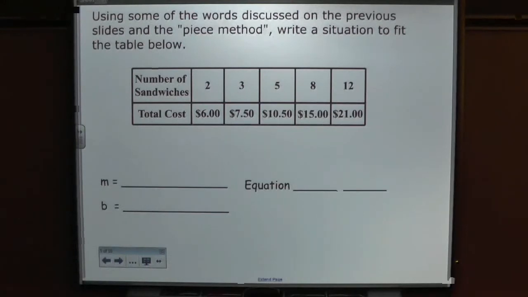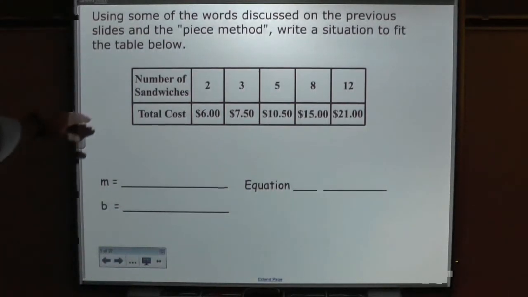So, using some of the words discussed in the previous slides, we're going to do what we call the piece method. We're basically putting this together. We're going to find the different pieces and then put this together. Write a situation to fit the table below. So, first thing is, when writing an equation or line, you need to know the slope and the y-intercept.